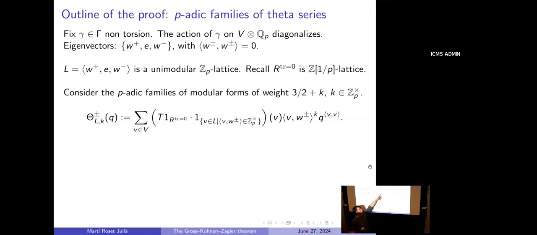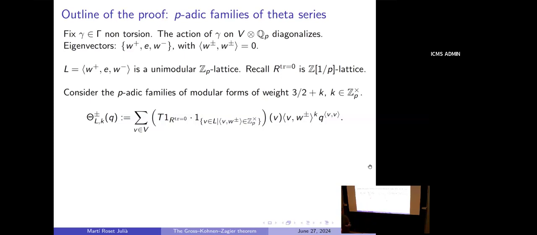And the second thing is a combination of characteristic functions of Z_p lattices. So the v is in L, that was our Z_p lattice, and we add this condition that v pairs to a p-adic unit with the vector w plus, for example. So now this sum here corresponds to summing over a lattice. So if I do this, and I just do q raised to the length of v, I get a modular form of weight 3/2 using the classical theory of theta series.